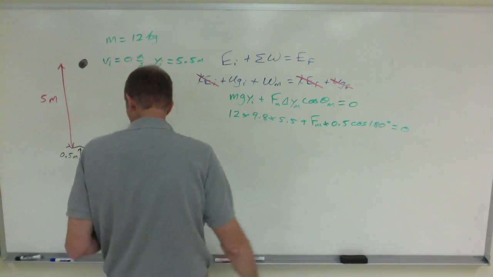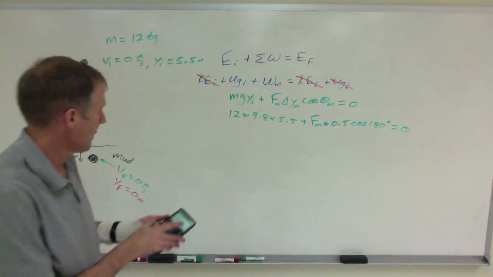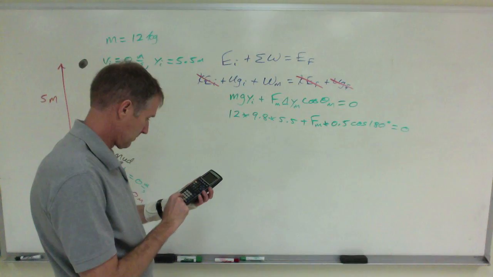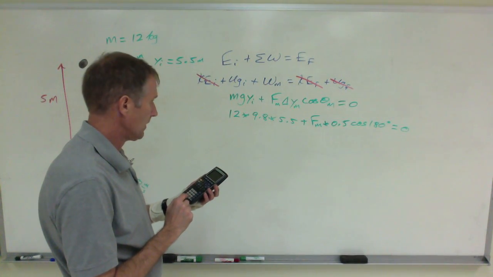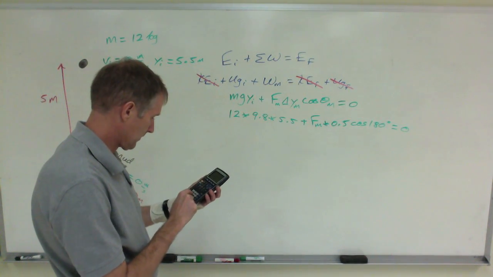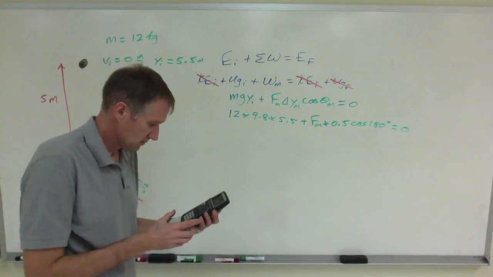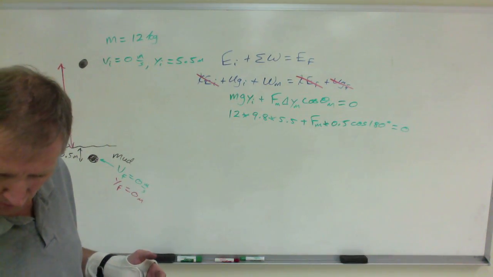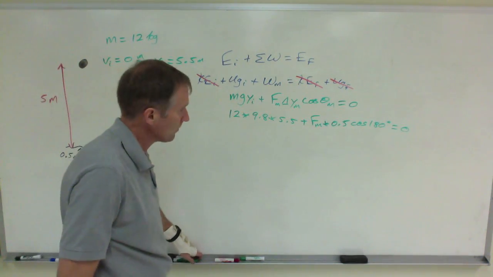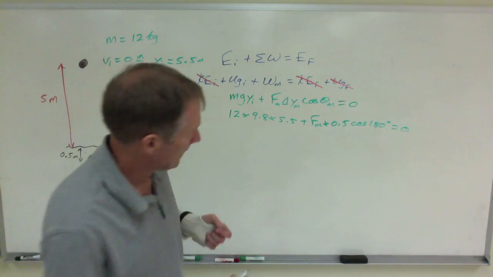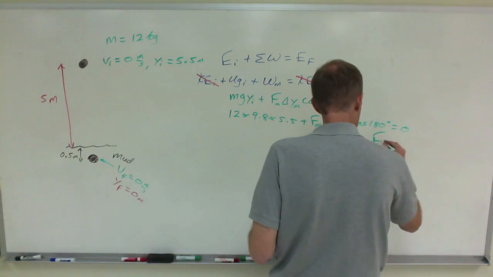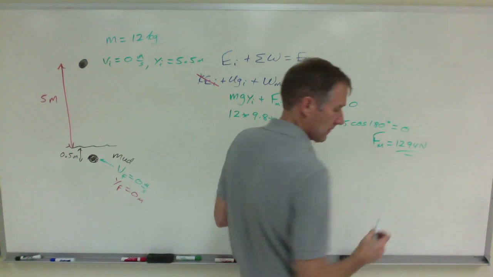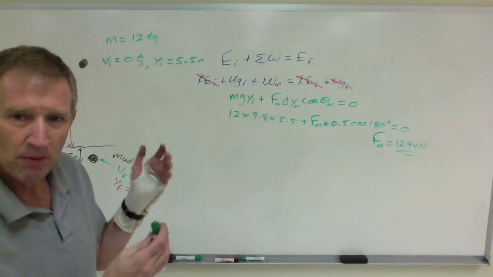Put in the numbers and solve for that. Let me get my calculator. 12 times 9.8 times 5.5 equals that. And then divide that by 0.5. Now I get 1290-ish. So 1,294 newtons. That would be the force of the mud up on the ball as it falls.